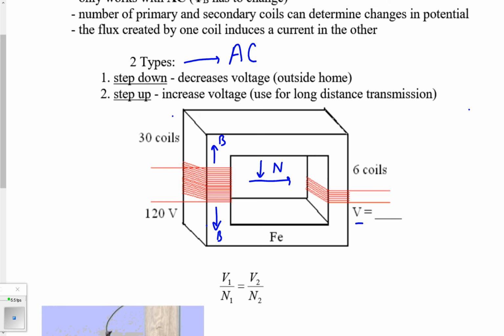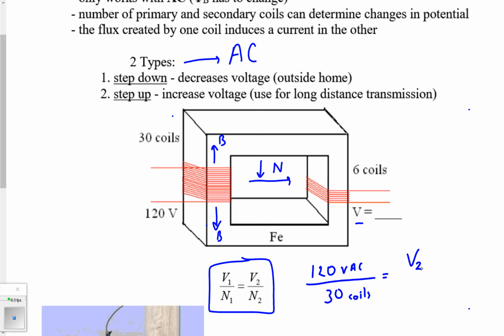So let's just go ahead and do something. Let's try this formula. This is a very easy problem to do math-wise. Our first voltage is 120 volts AC divided by 30 coils equals, what is your second voltage, your second potential, if you've only got 6 coils on the other side? Notice units, it's a proportion, which means the word coils cancels out. Our answer is going to be in volts of AC electricity.